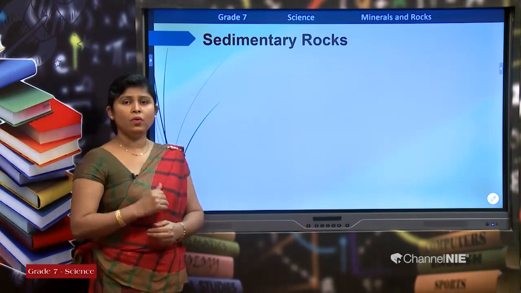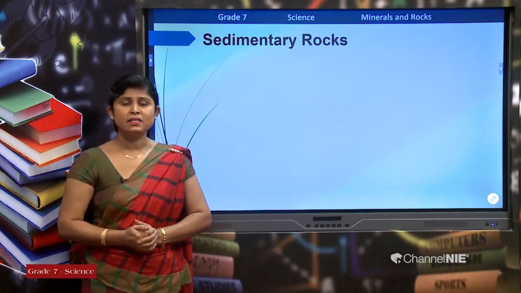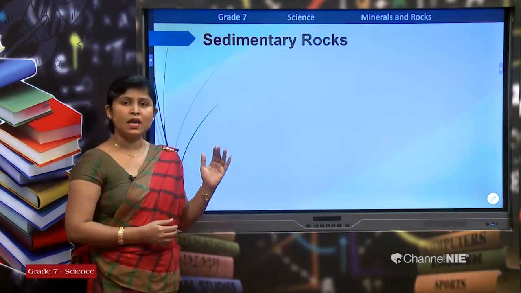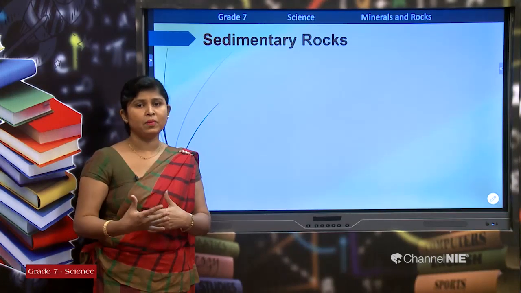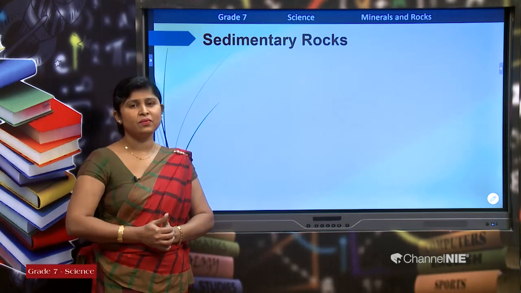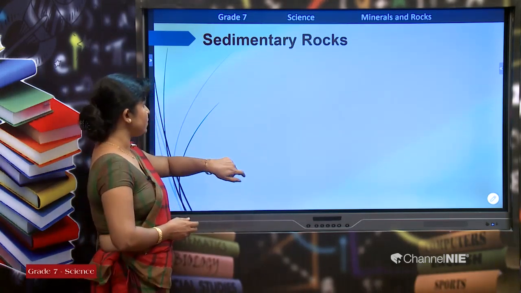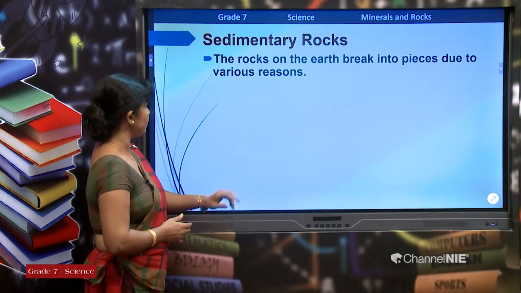Right, now let us move on to the next type of rocks, that is known as sedimentary rocks. These types of rocks are resulted by a process of sedimentation. So, we call that sedimentary rocks. Let us read the facts given on the slide. After that, I will explain.